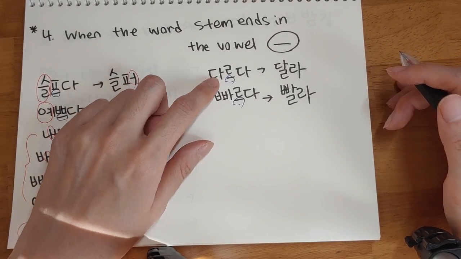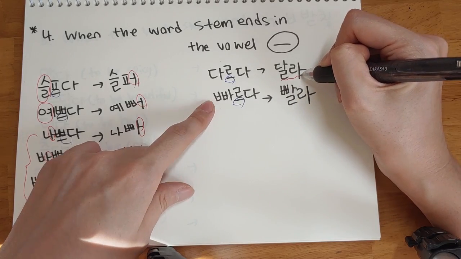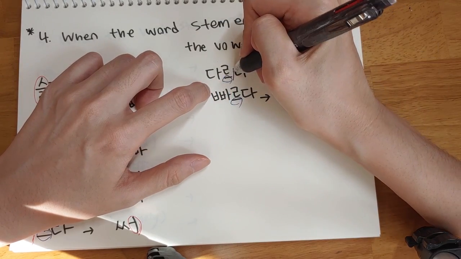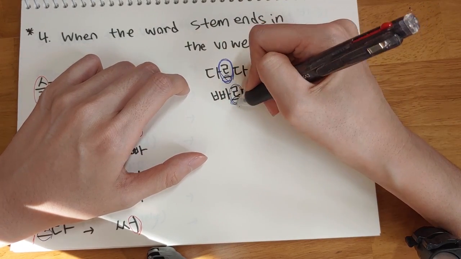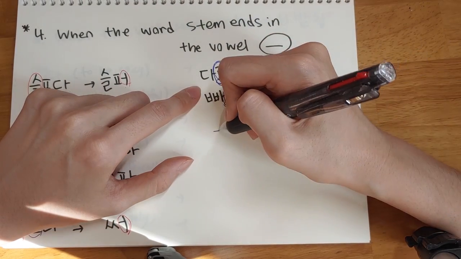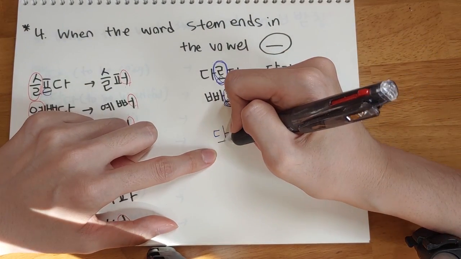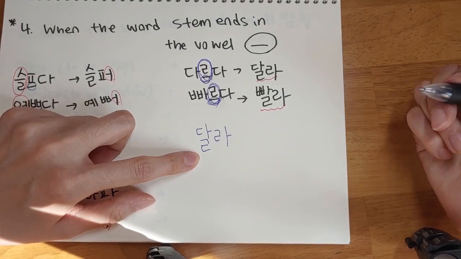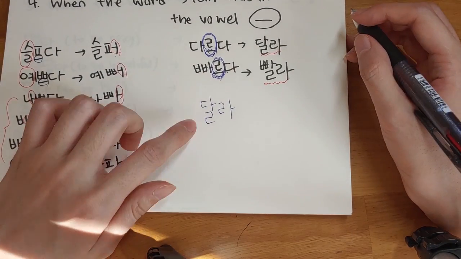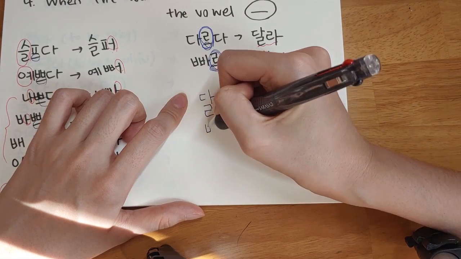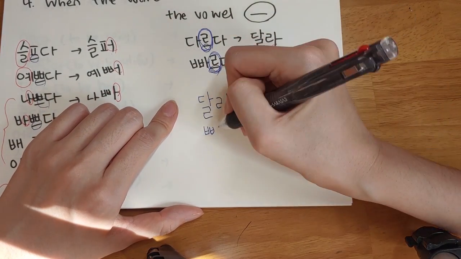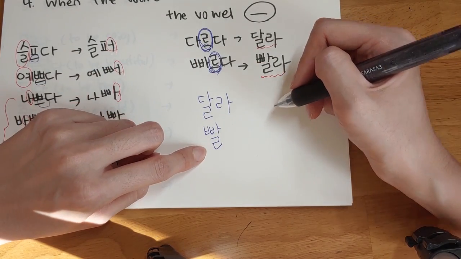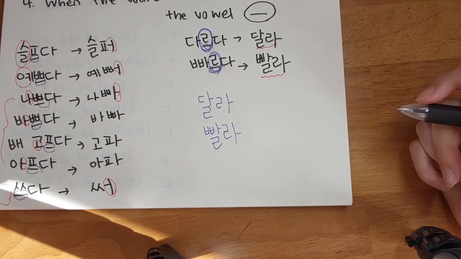But here, 다르다 becomes 달라, 빠르다 becomes 빨라. So when an adjective ends in the 으 vowel, but the last letter is 르, none other than 르, then you have to take out the stem and put an extra 리을 받침 in the first letter. And then 르 becomes 라. You replace the 으 vowel with the 아 vowel. So it becomes 달라. And 빠르다, following the same rule as 다르다, you put an extra 리을 받침 in the preceding letter, and it becomes 빨, and then 라. 빨라.